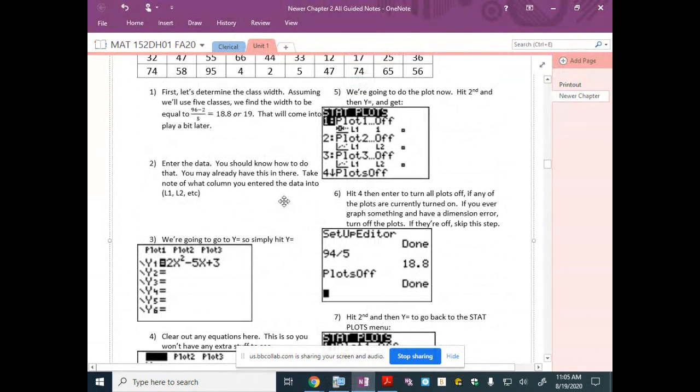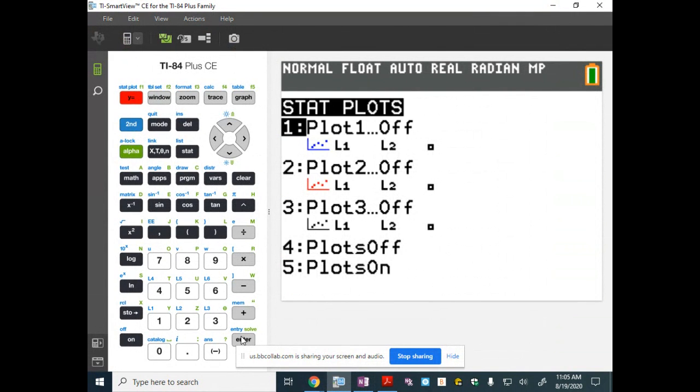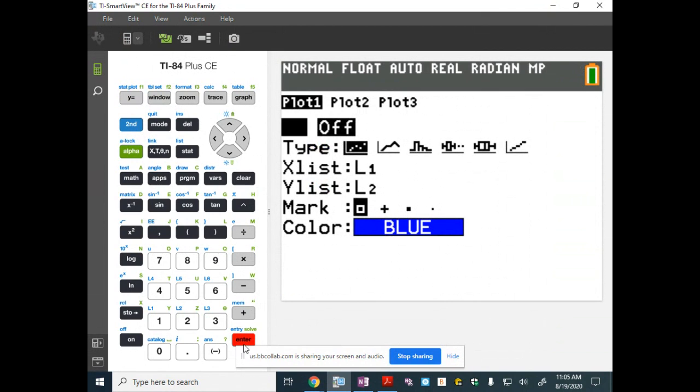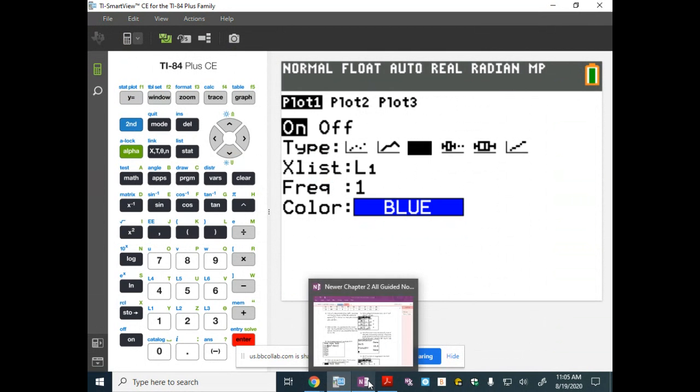Now, we're going to do the plot. So we are going to hit second and stat plot. We're going to choose plot 1. We're going to turn it on, and we are going to choose the histogram. Now, X list is L1 and the frequency is 1.